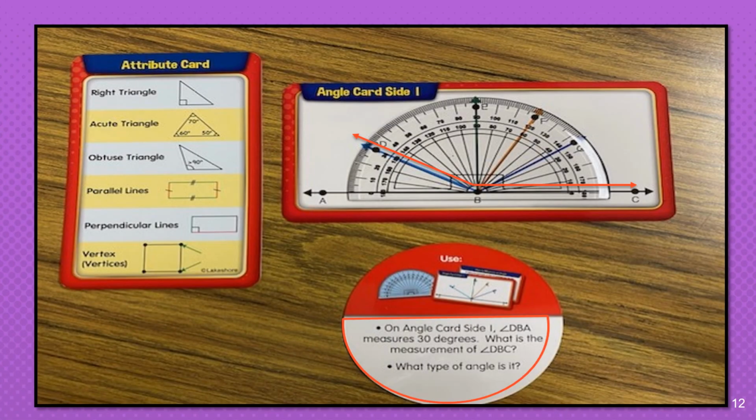The card asks what is the measurement of angle DBC. You can measure angles using the protractor. Using the attribute card, ask your child what type of angle it is. You can practice measuring angles with your child, choosing any other 3 points.